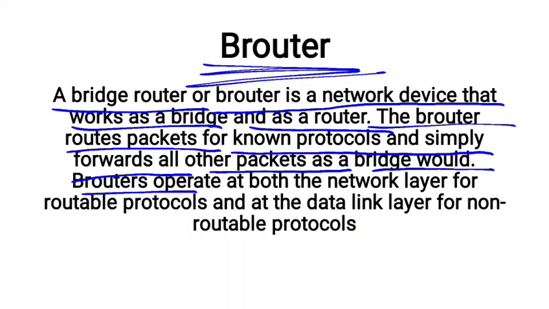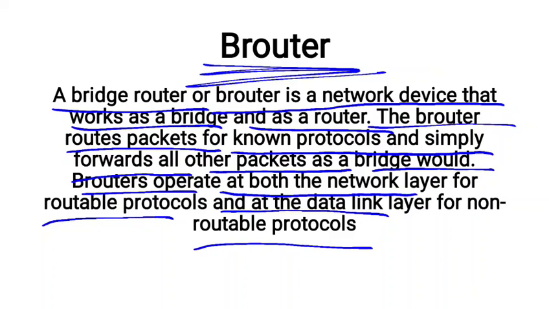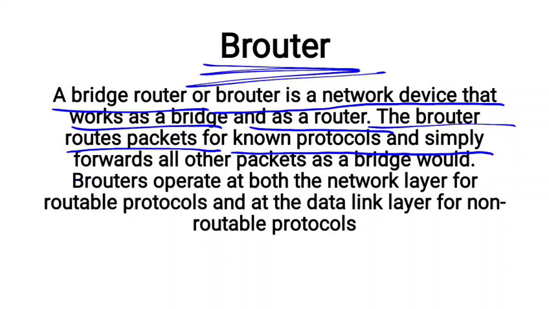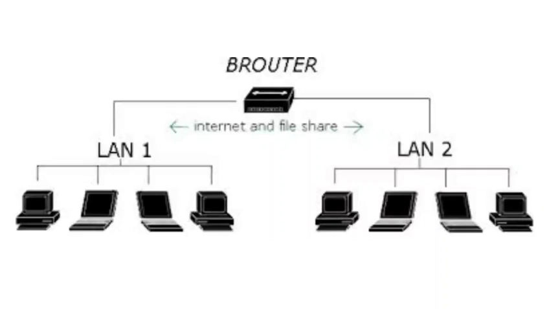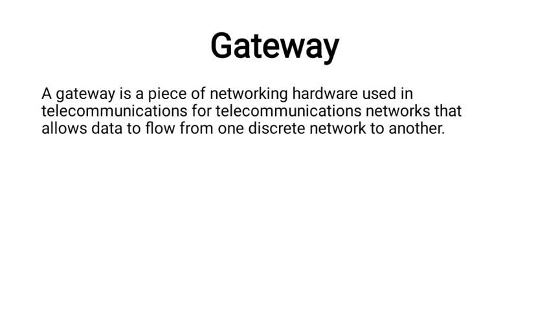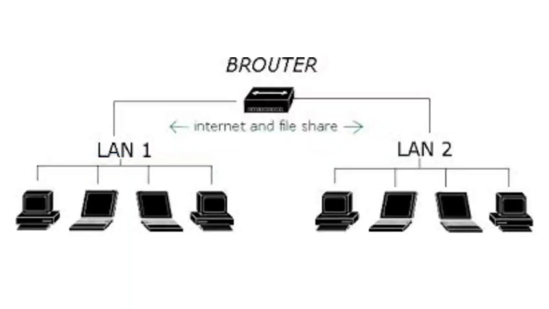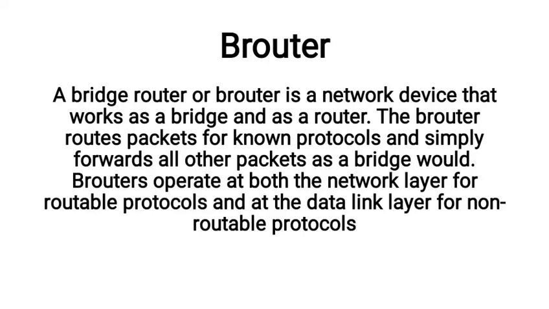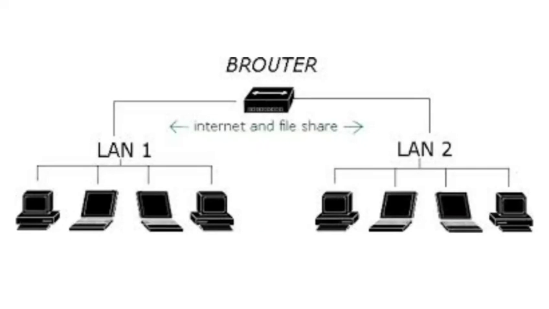Routers operate at both the network layer for routable protocols and the data link layer for non-routable protocols. Now, at this point, I am just showing you the router. This is a router, and the last point is the gateway. In place of the gateway, I am just explaining the router and how it performs its task.